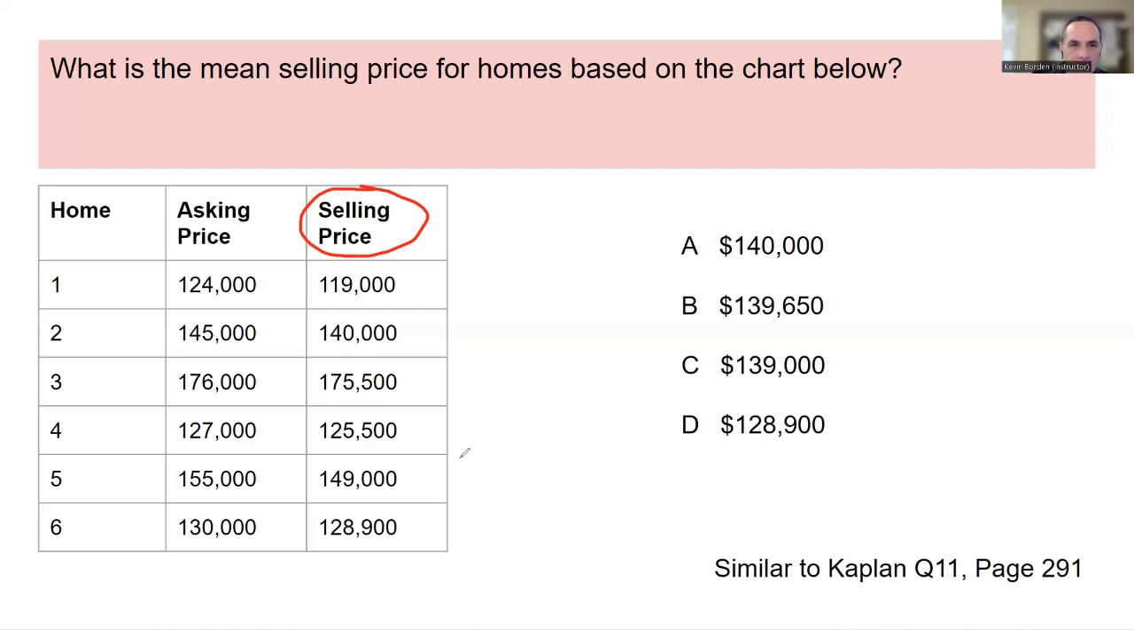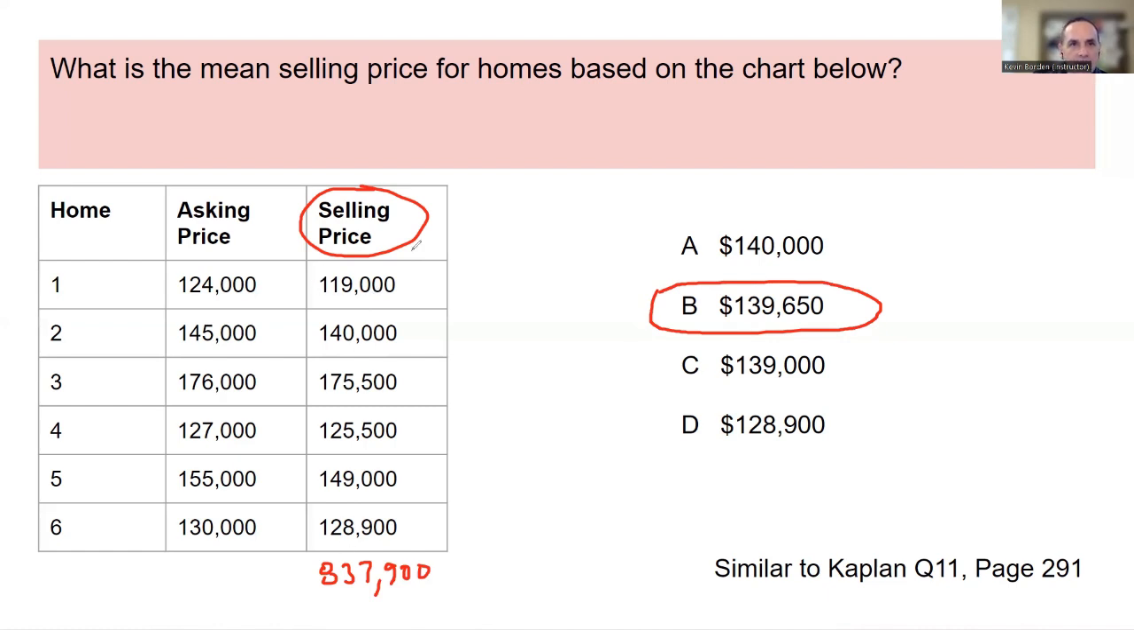All right, now I get a total of 837,900. I'm going to divide that by 6. And I get 139,650. And the advice that I have is to make sure that it seems to be in the middle of the numbers that you have.